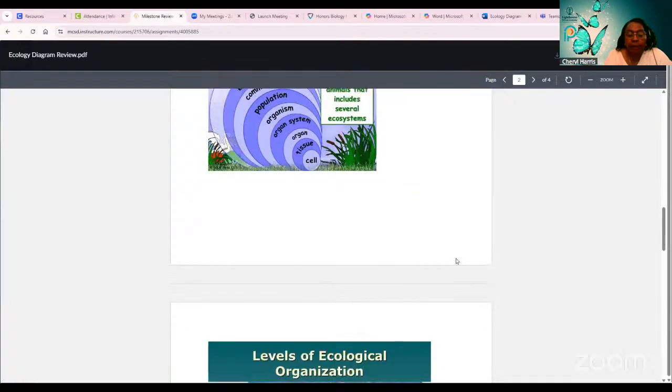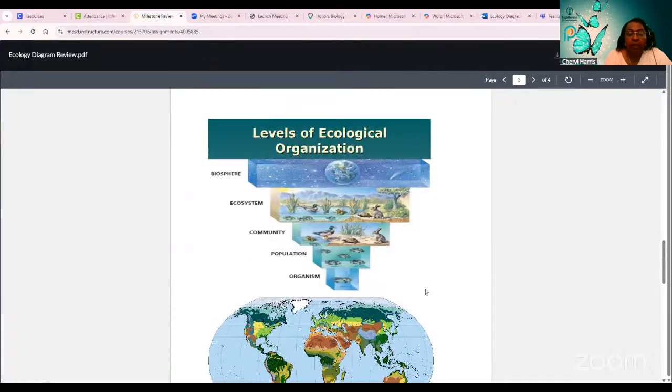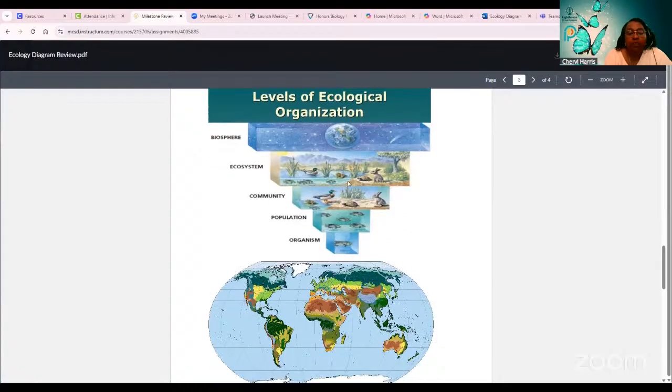Then we come down here again. This is another one, but I wanted to show you this one as far as levels of organization is concerned, because again, we start with the organism. So this is an example of taking one organism. We start with a fish, that is an organism. And then we have a population of that same kind of fish. Notice there are no pictures of any other kind of fish in here. So we're just talking about a population of that kind of fish.